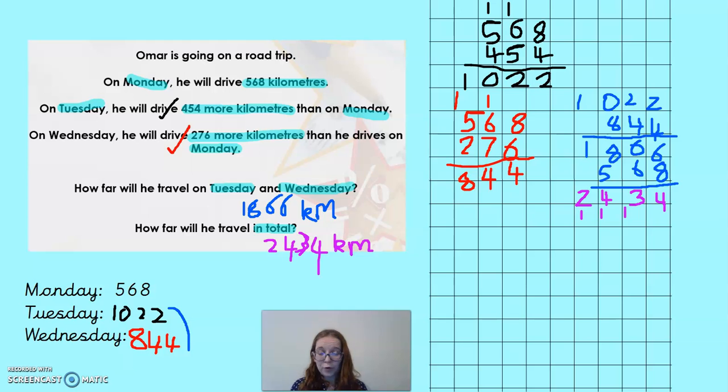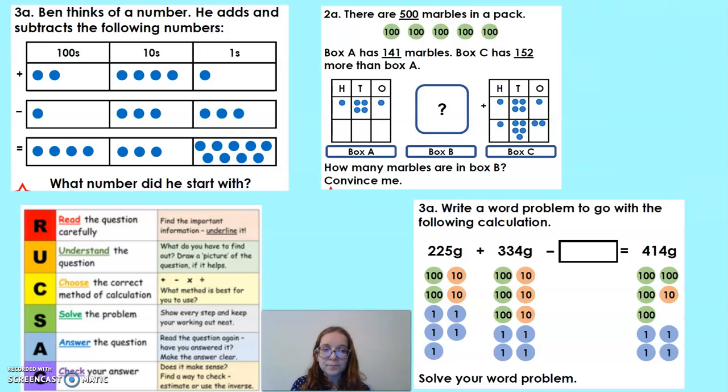And now let me show you the ones I want you to work out today. This is page number 1. Oh, it's quite nice being in the middle. You've got question 1 here, question 2 and question 3. Make sure you are using Rucksack to help you. Read the question carefully, understand it, choose the correct method, which is going to be addition or subtraction or both. Solve the problem, answer the problem, and check your answer as well.